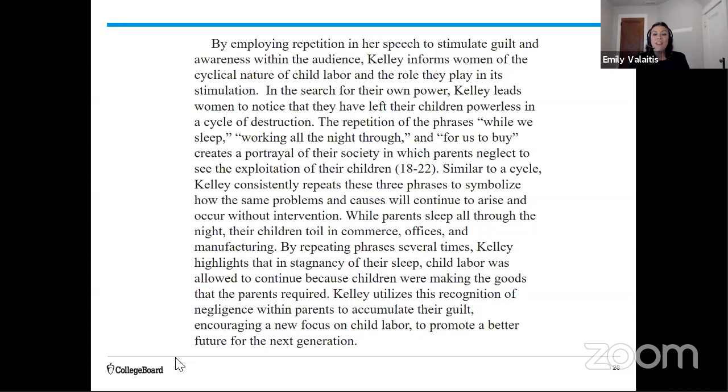All right. One of the first things that you might have noticed is that the student describes the device in two places. The student says there's the repetition of phrases, and then later in the paragraph says, similar to a cycle, Kelly consistently repeats these three phrases. That's good enough for me. The student's referencing the choice, describing it, works for me.